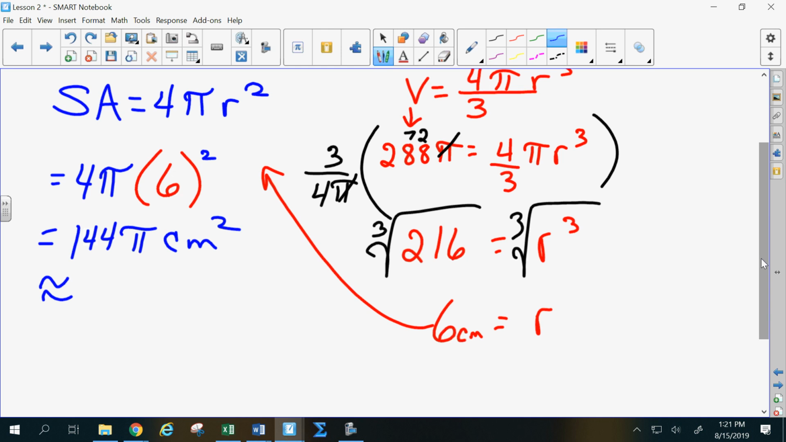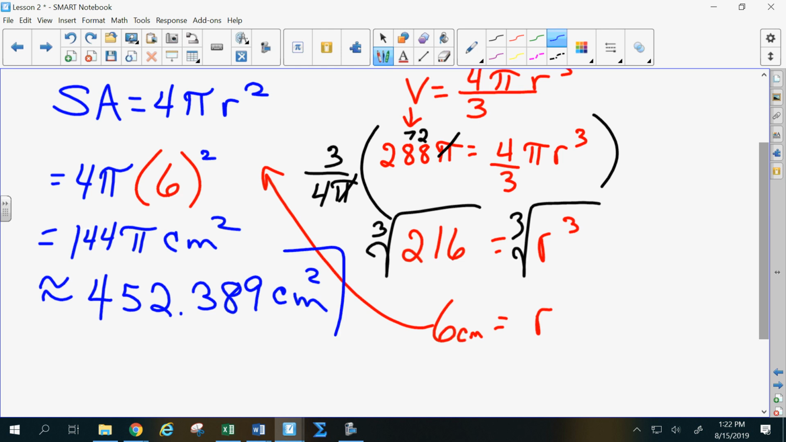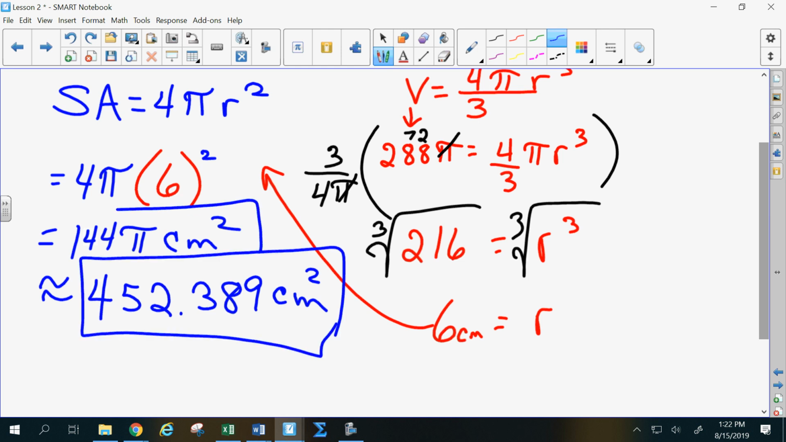Lydia, you've got that? Thank you. Great job. 452.389 centimeters squared. And we keep our exact answer and our rounded answers. Everybody good on that one?